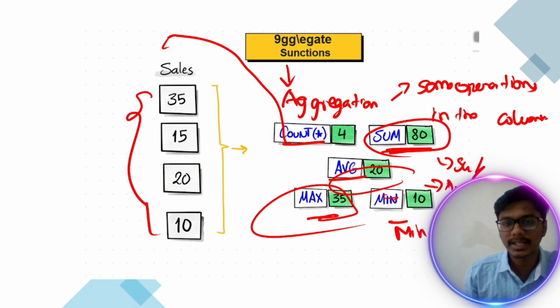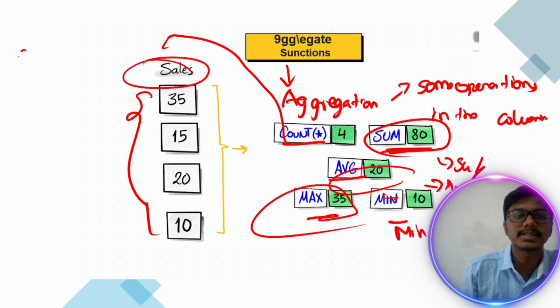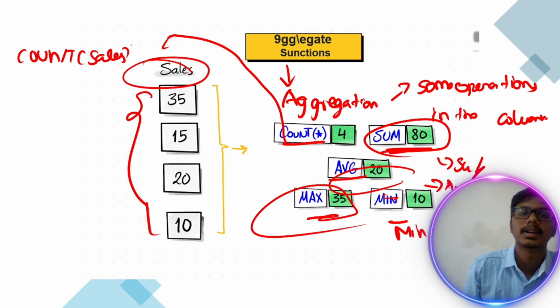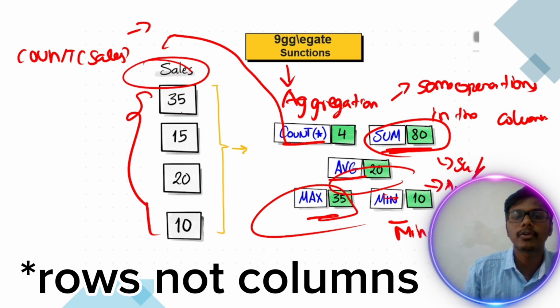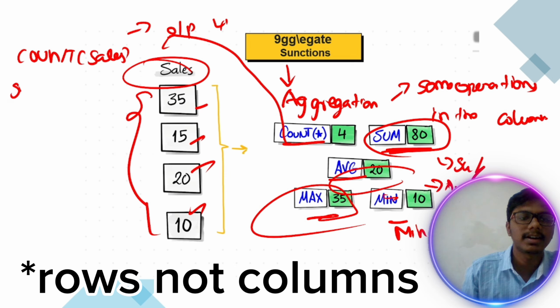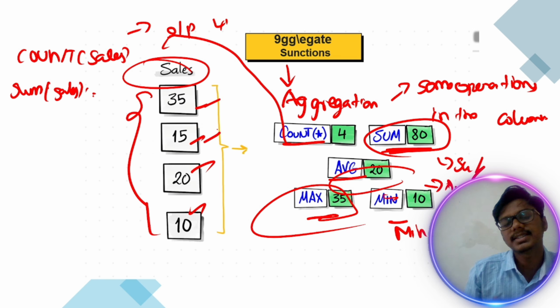Now let's do an example. Consider, guys, this is a sales column. I want to count, I'm just using the count of sales. What is the output? There are 4 rows, right? 1, 2, 3, 4. The output should be 4. For the sum of sales, it is 35 plus 15, that's 50, then 70, 80. The answer is 80, right? That's all about the sum of the sales.